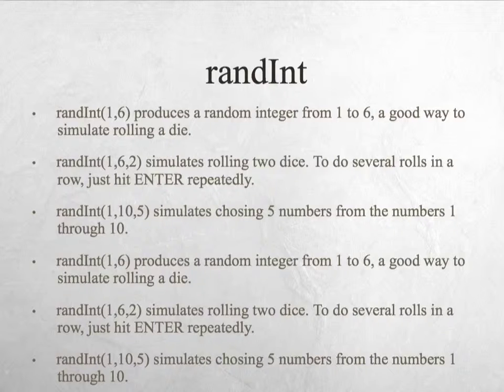The same function, but with a 2 added, would be like rolling 2 dice. And you just keep hitting enter, and it'll keep doing the simulation. So you don't have to go back and hit math, PRB, random int each time you want to do it. One that we're going to be using in this video is random int 1, 10, 5 to choose 5 numbers from between the numbers 1 through 10, and it is with repeats. That sometimes will affect your simulation. It won't in this case.